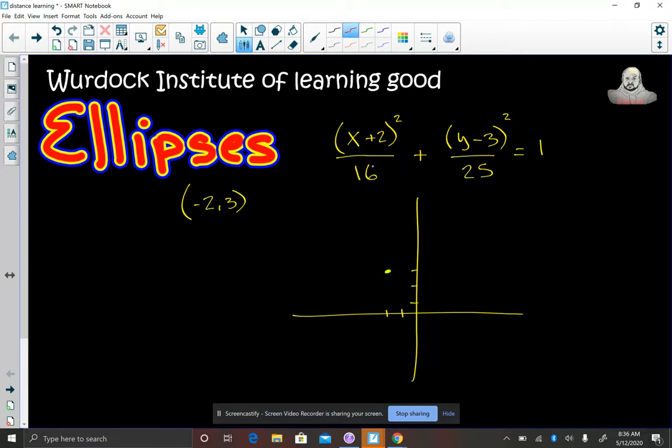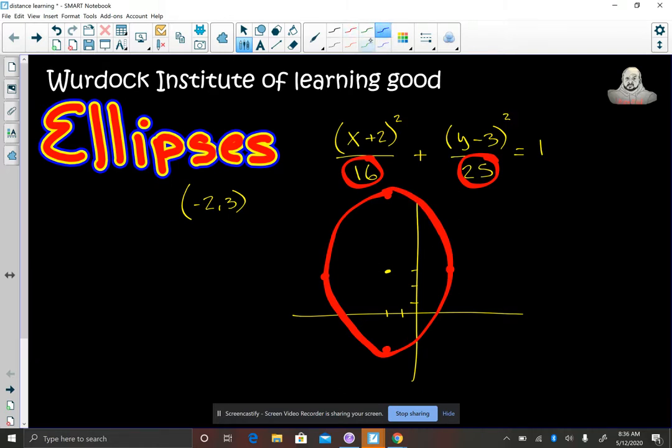To sketch this, what you do is you take the square root of that and you get 4. And since it's under the x, you move 4 units to the right. 1, 2, 3, 4. 4 units to the left. 1, 2, 3, 4. And you take the square root of this and you move up and down 5. It's down 1, 2, 3, 4, 5. And up 5. And it's not a circle because it's too tall. But what you get is that shape.